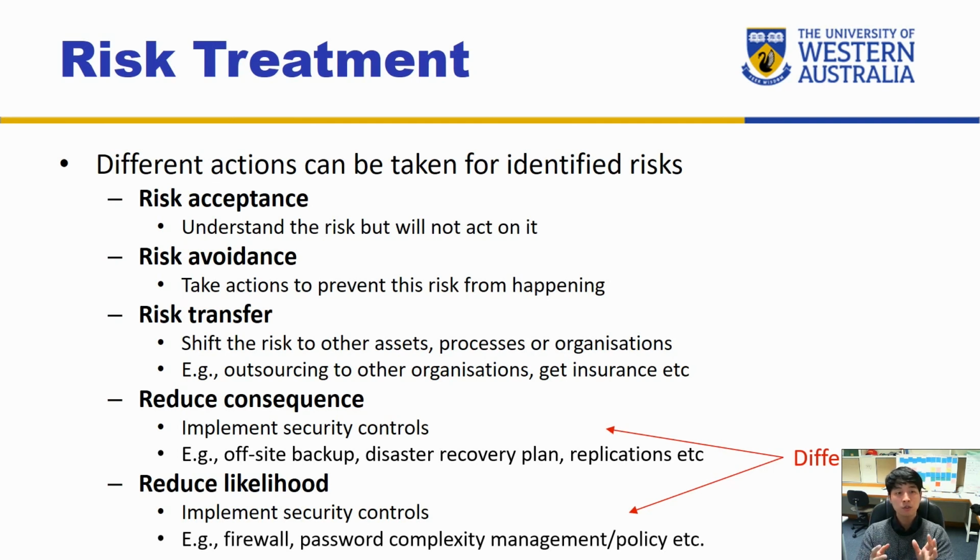So in terms of reducing the consequence, we're not directly reducing the impact of the attack, but we are able to fall back to our backups and other functionalities to provide the same service, whereas reducing the likelihood is directly trying to impact a potential threat that can be realized in the system.